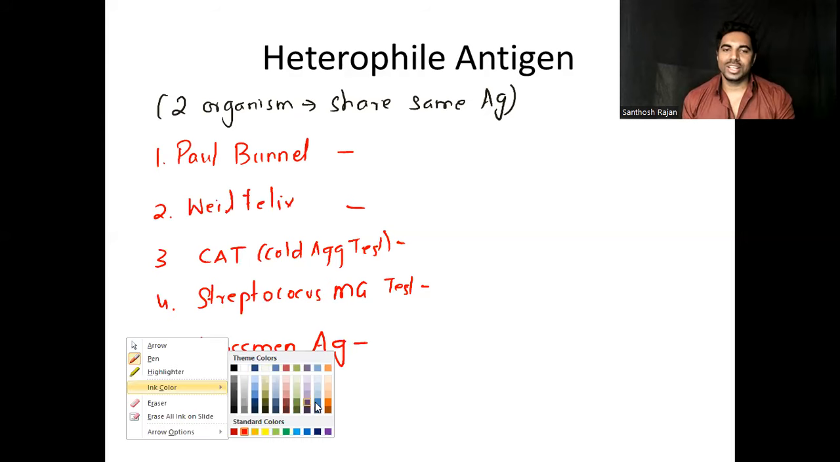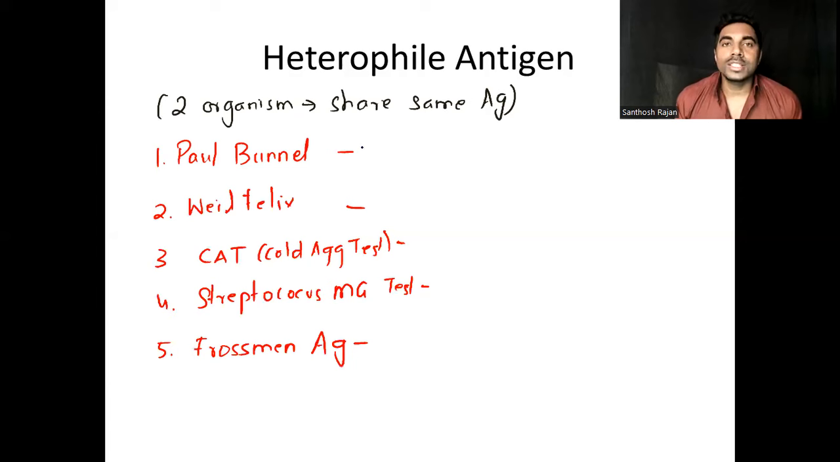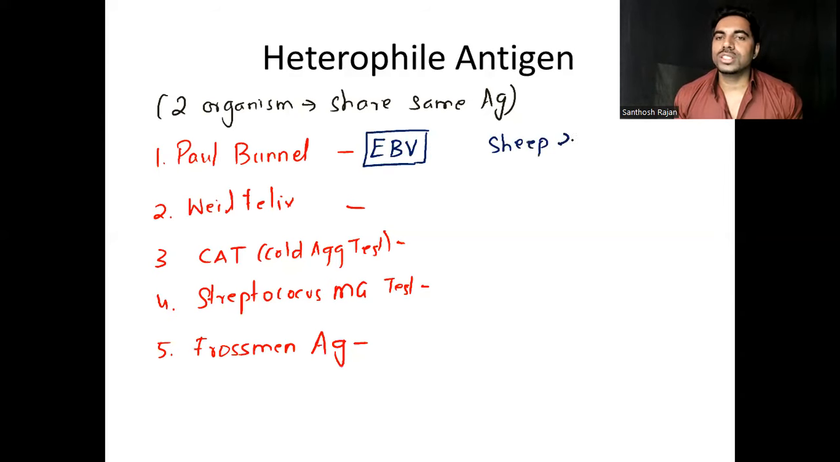So now let's go to the topic. Yeah. Paul Bunnell test for which virus? Epstein-Barr virus. You know very well. I told you Paul ka aaya tha. He was kissing a girl in the bar and he got the Epstein-Barr virus. His favorite animal was what? Sheep. He likes sheep. So we are using sheep RBC. That means Epstein-Barr virus and sheep RBC, they share the same antigen. That principle we are using for diagnosis. That's Paul Bunnell test.